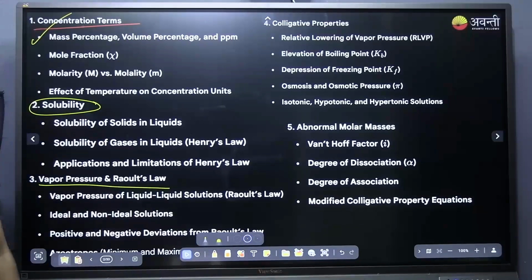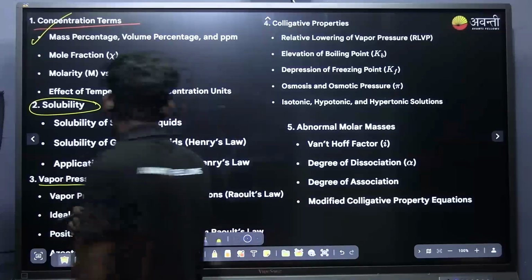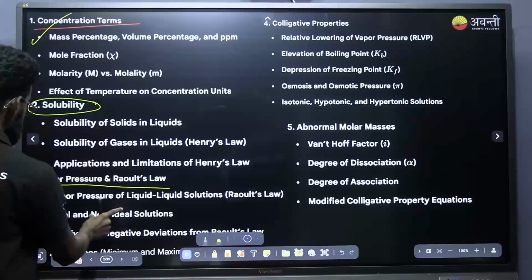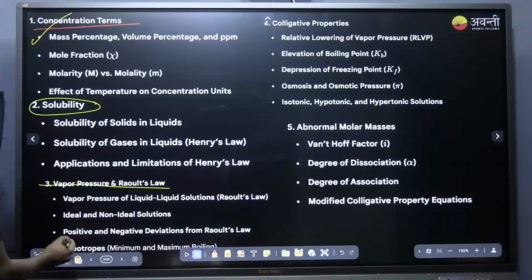After that we will be moving into vapor pressure and Raoult's law. Then what is the next? Next we will be discussing the azeotropic mixtures. Which are the azeotropic mixtures? Positive deviation, negative deviation, all these things we will be discussing.